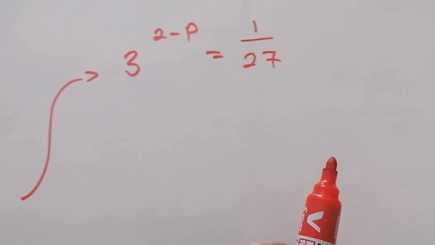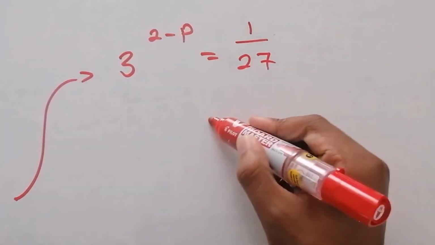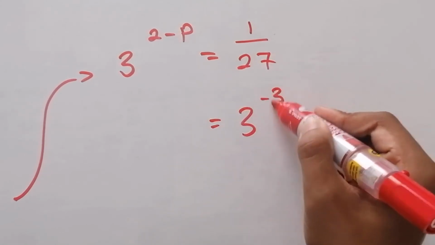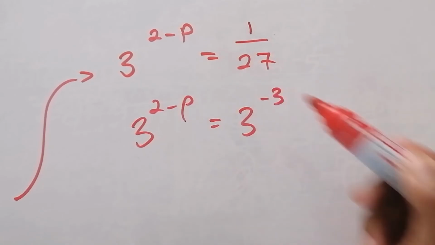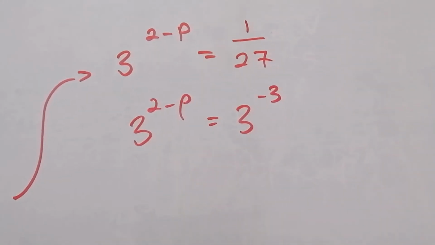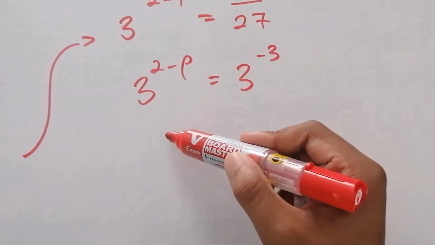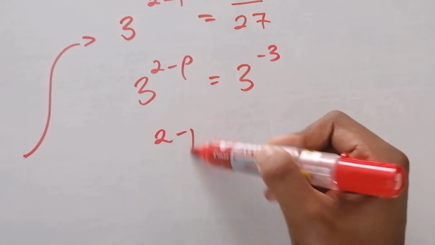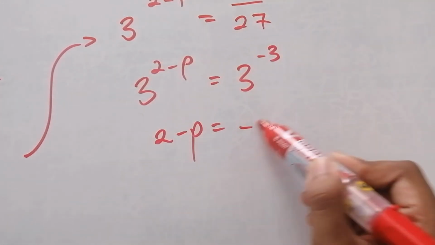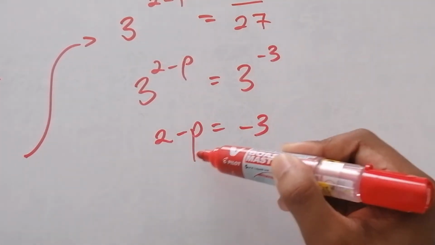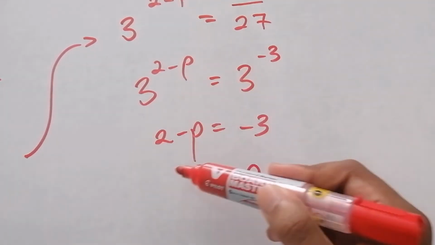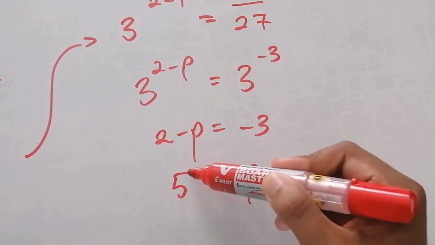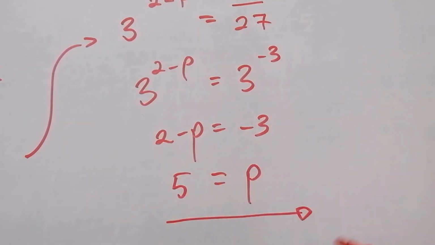Now we can express this in exponent notation as that. And so now because our bases are the same, we can make our exponents equal. And so what happens now is 2 minus p, this exponent, is equal to that exponent, and therefore you can take p across, so p becomes positive, and you take the 3 across, and 2 plus 3 is 5. And so the answer for p is 5.